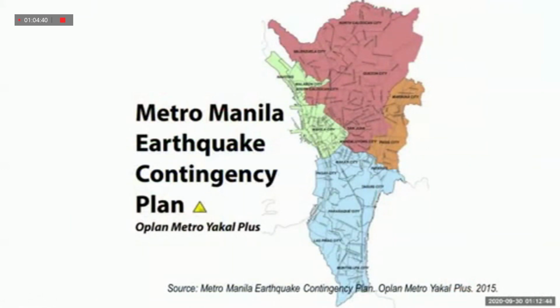That's the reason why there's a plan that was developed called the Metro Manila Earthquake Contingency Plan. That's the Oplan Metro Yakal Plus. The latest is your 2015. If you can see here, they've actually divided it into four quadrants: north, south, east, and west quadrants.